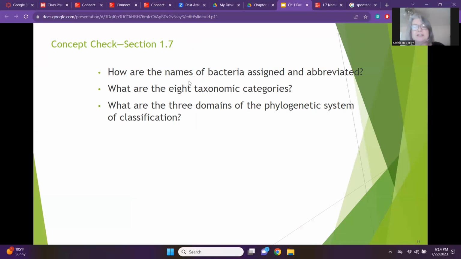So here's our section check. How are the names assigned and abbreviated? What are the taxonomic categories and the 3 domains? So you can kind of go back through and look at those details.